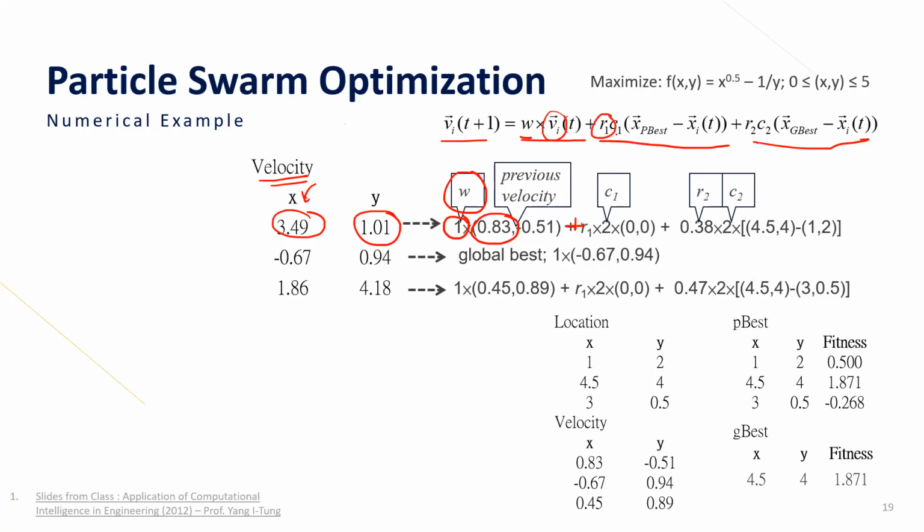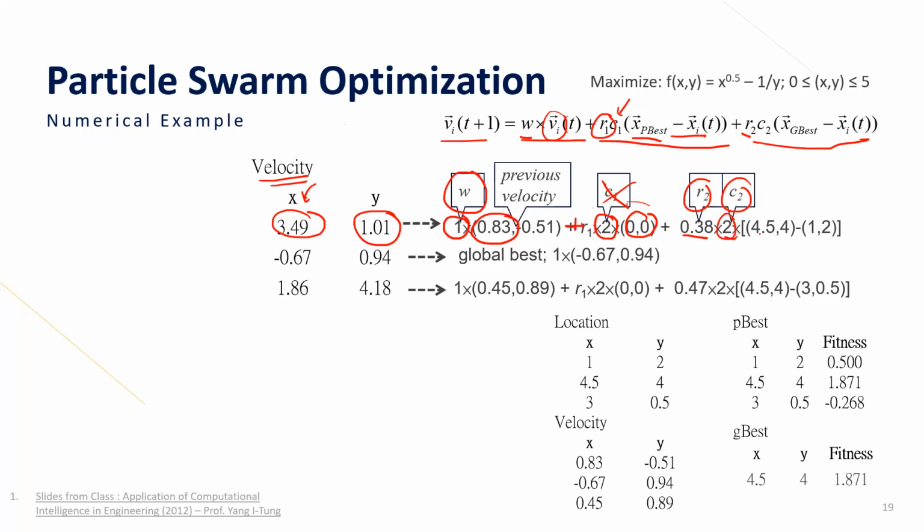plus C1 times a random number, but I didn't see why they don't put it here. Somehow you just put some random number here and one parameter here, C2, which is 2. Because the personal best and the current location should be the same for the first iteration, this one will be 0. Then R2 and C2: here they mention the random number 0.38, and here is 2. Because this one is 0 and 0, this value doesn't matter, so no effect. And 0.38 is the random number, from 0 to 1, and C2 is the parameter, equal to 2.